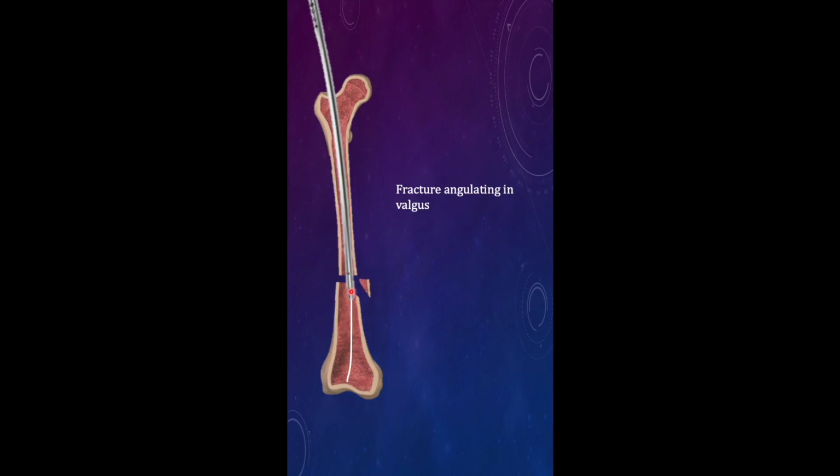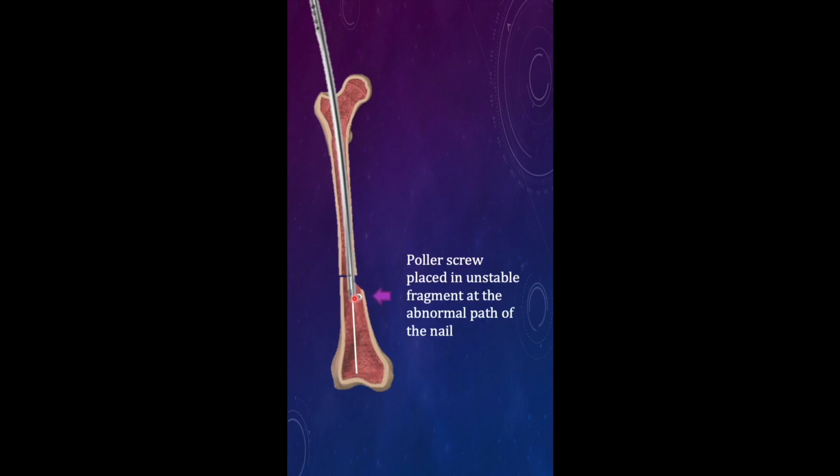And in this example, if you see, there is comminution on the medial side and the nail has a tendency to go in this side. So we have to place the Poller screw on the medial side somewhere here, so that the tip of the nail is guided more laterally, not in this direction. So this will be the position of our nail if we put a Poller screw on the medial side.